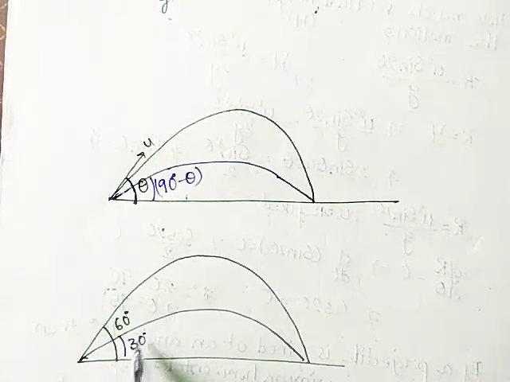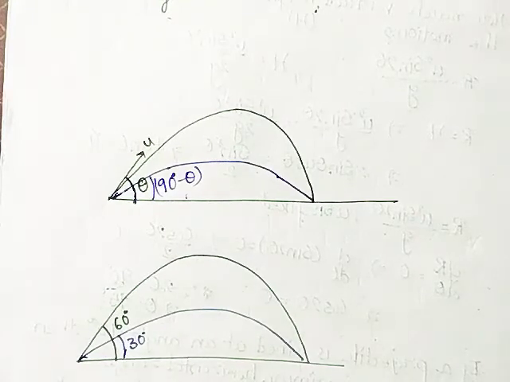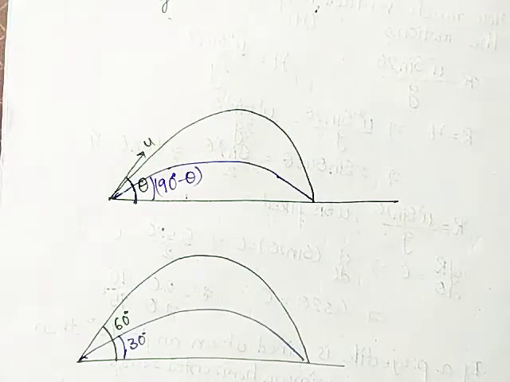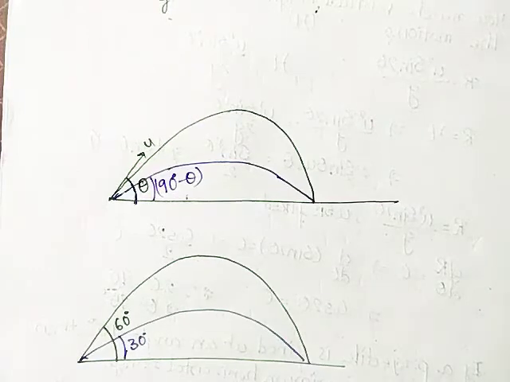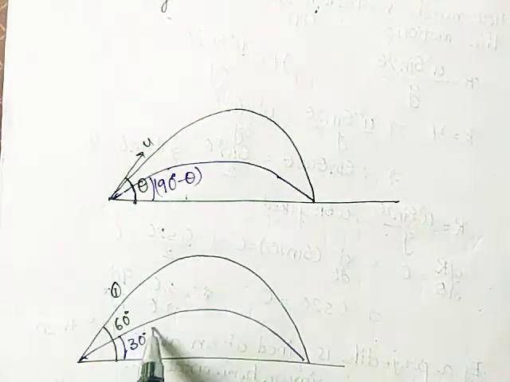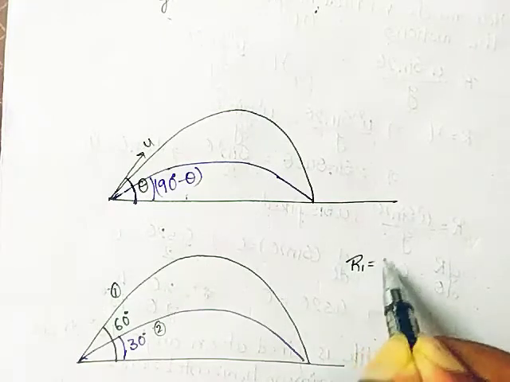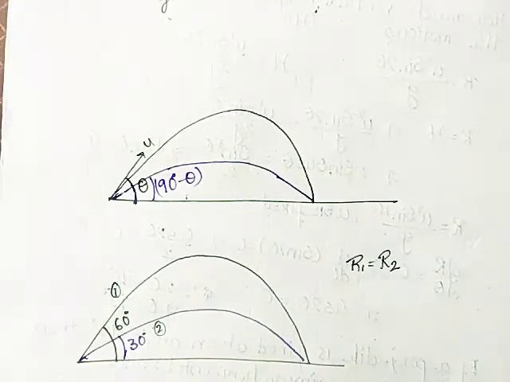And obviously our sense tells us here, in both of the cases the maximum height attained by this particle is different. So just see, if I say this is our case 1 and this is our case 2, in both of the cases we can say the range covered by the particle is same, that is R1 equal to R2.